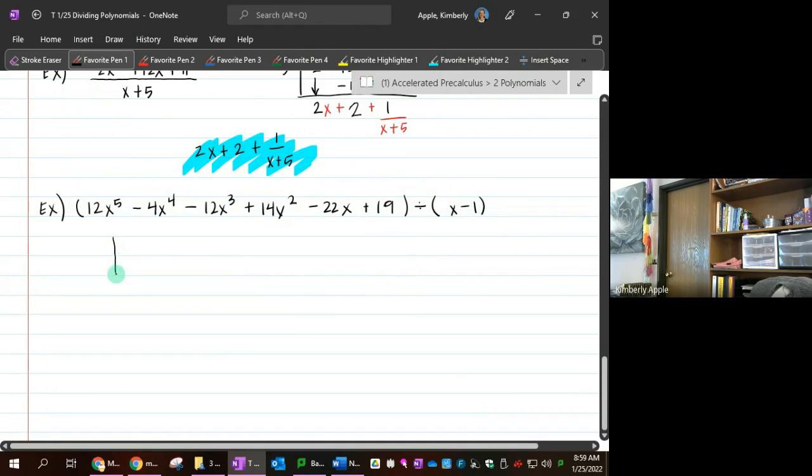So to prepare for this, I'm just going to go ahead and write my upside down bracket. Let's check and make sure there are no holes in this. This is 5, 4, 3, 2, 1, none. Excellent. So we can just bring these coefficients down. So this will be 12, negative 4, negative 12, 14, negative 22, and positive 19.